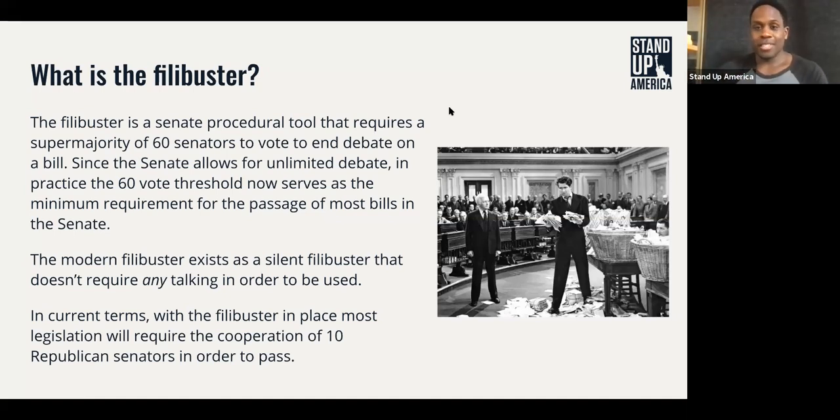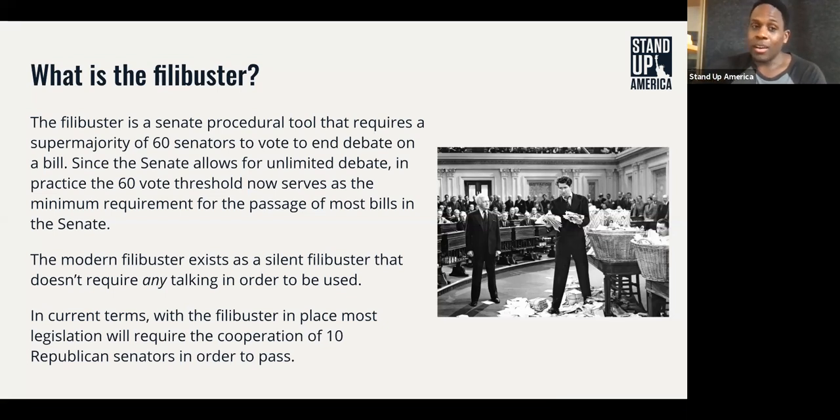The filibuster, simply put, is a Senate procedural tool that requires a supermajority of 60 senators to vote to end debate on a bill. Since the Senate allows for unlimited debate, which is something that I'll explain a little bit more later on, in practice, the 60 vote threshold serves as the minimum requirement for the passage of most bills in the Senate. We hear a lot about this 60 vote threshold. It's really just a vote to end debate. And then after that, once debate is ended, a normal vote is called. And as you would expect, majority rules in whether or not that bill passes.